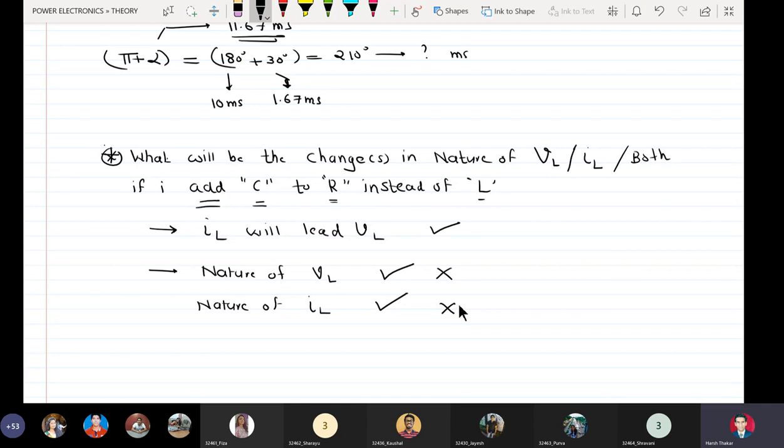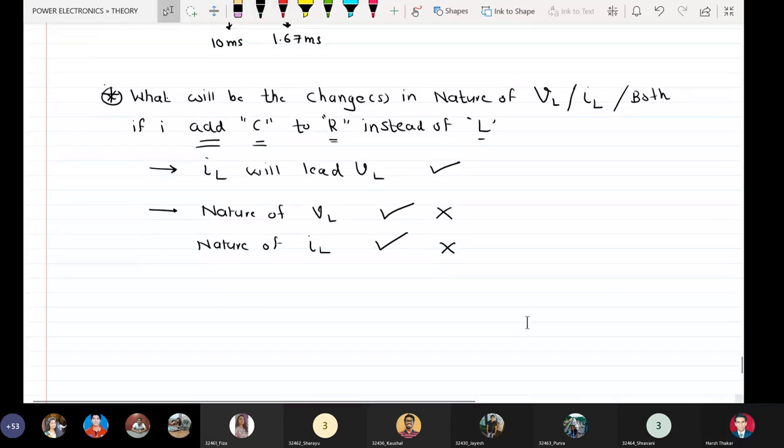The teaching cannot proceed if there is no feedback from students. Sir, nature of VL will be changed. Pardon? Your voice is breaking. Repeat. Your answer was not clear to me. You must repeat your answer. Sir, nature of VL will not be changed. So, the student is telling that the nature of VL will not change.